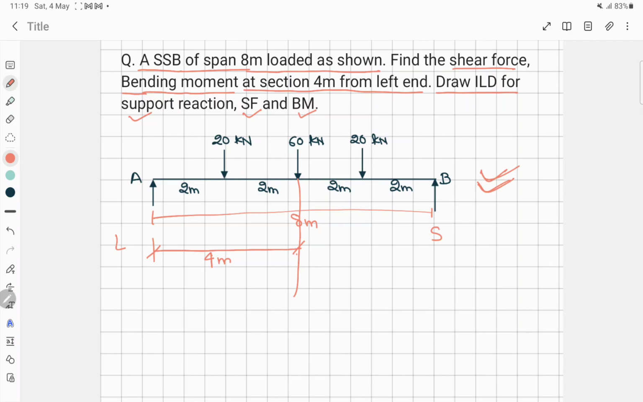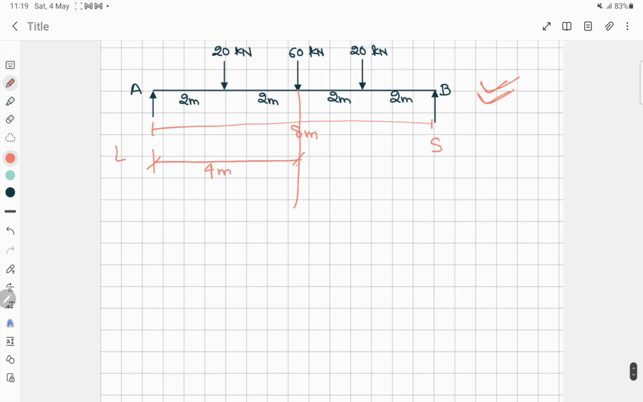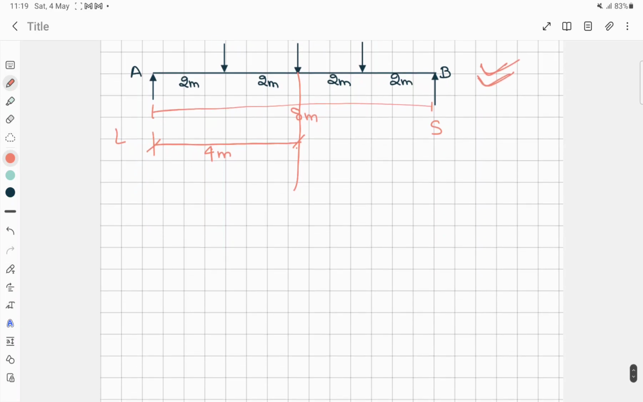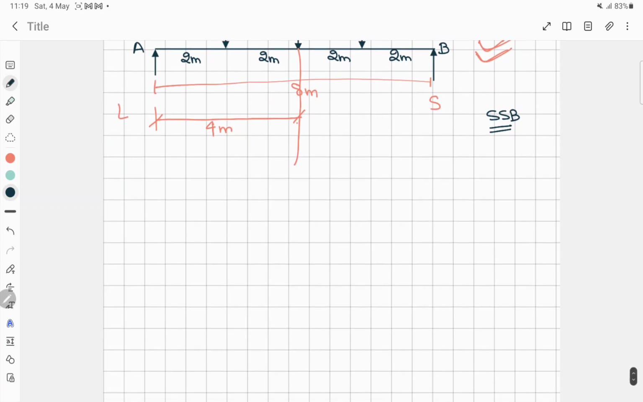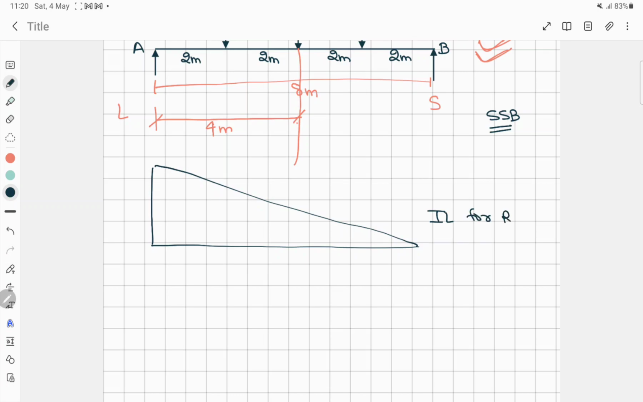Okay, now next is to draw an influence line for RA and RB, and this has been explained in my previous video, so you can go and check it out. So now we'll draw IL for RA for a simply supported beam. For a simply supported beam the IL will be different, and for a cantilever it will be different. So for a simply supported beam the IL diagram for RA will be like this, and here you have to write IL for RA.